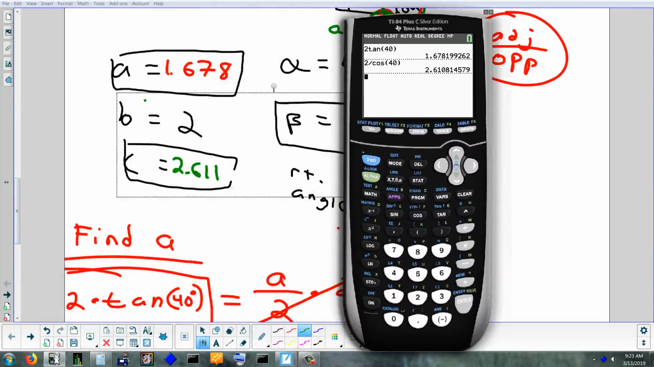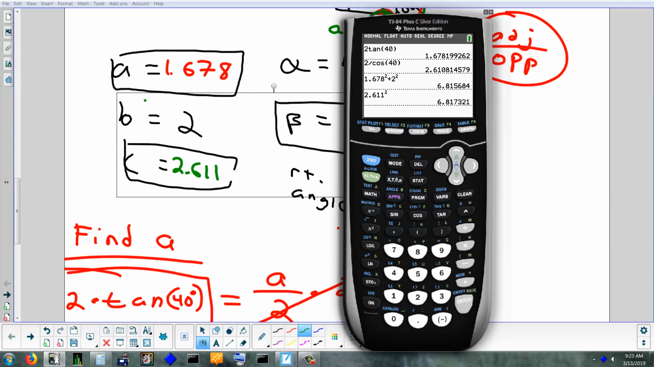The other thing you can check is this. Let's do 1.678 squared plus 2 squared. I get 6.815. When I do 2.611 squared, what should I get? Yeah, what am I doing right now? I'm doing the Pythagorean Theorem. Now, if you think, well, wait, he said don't use it. I'm not using it to find my answer. I'm just using it to check what I already have.